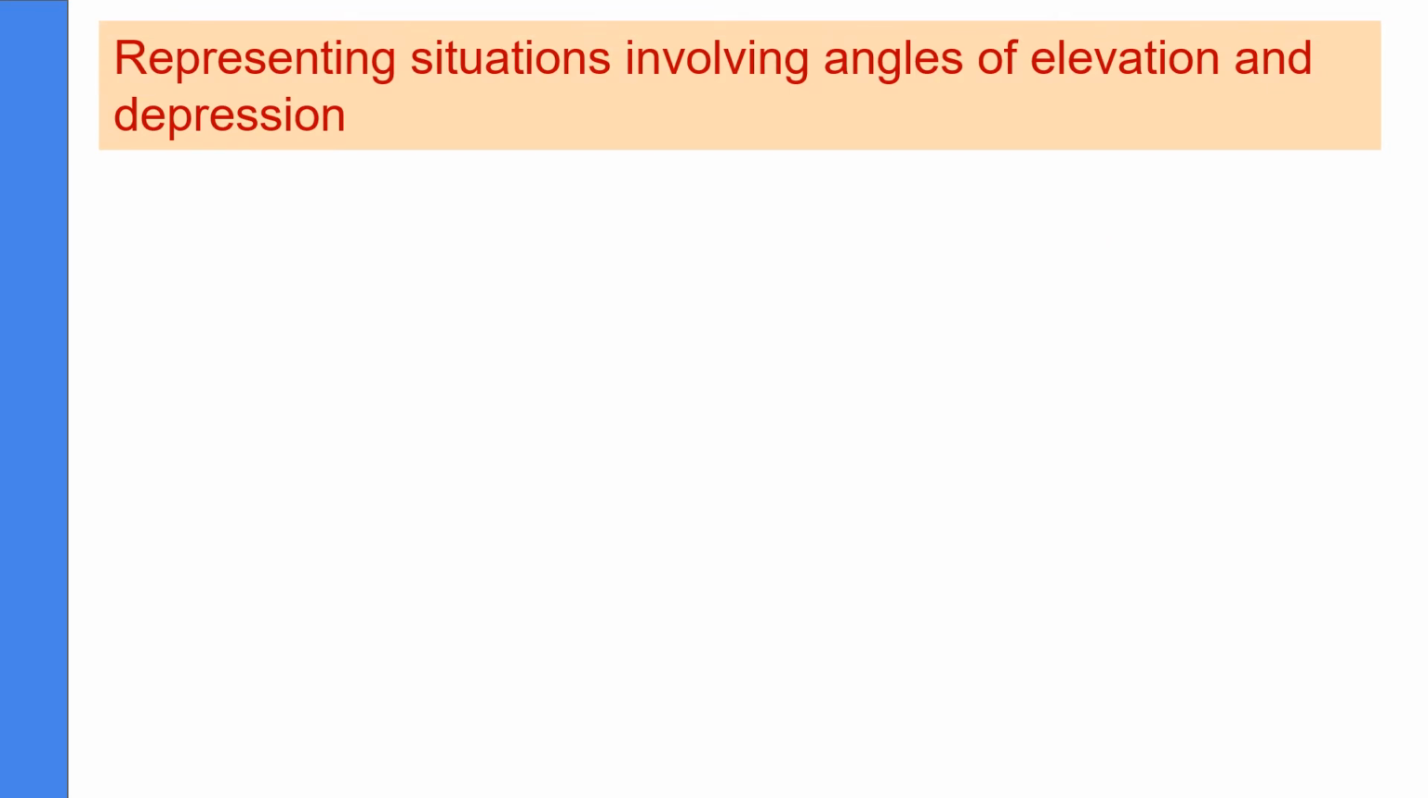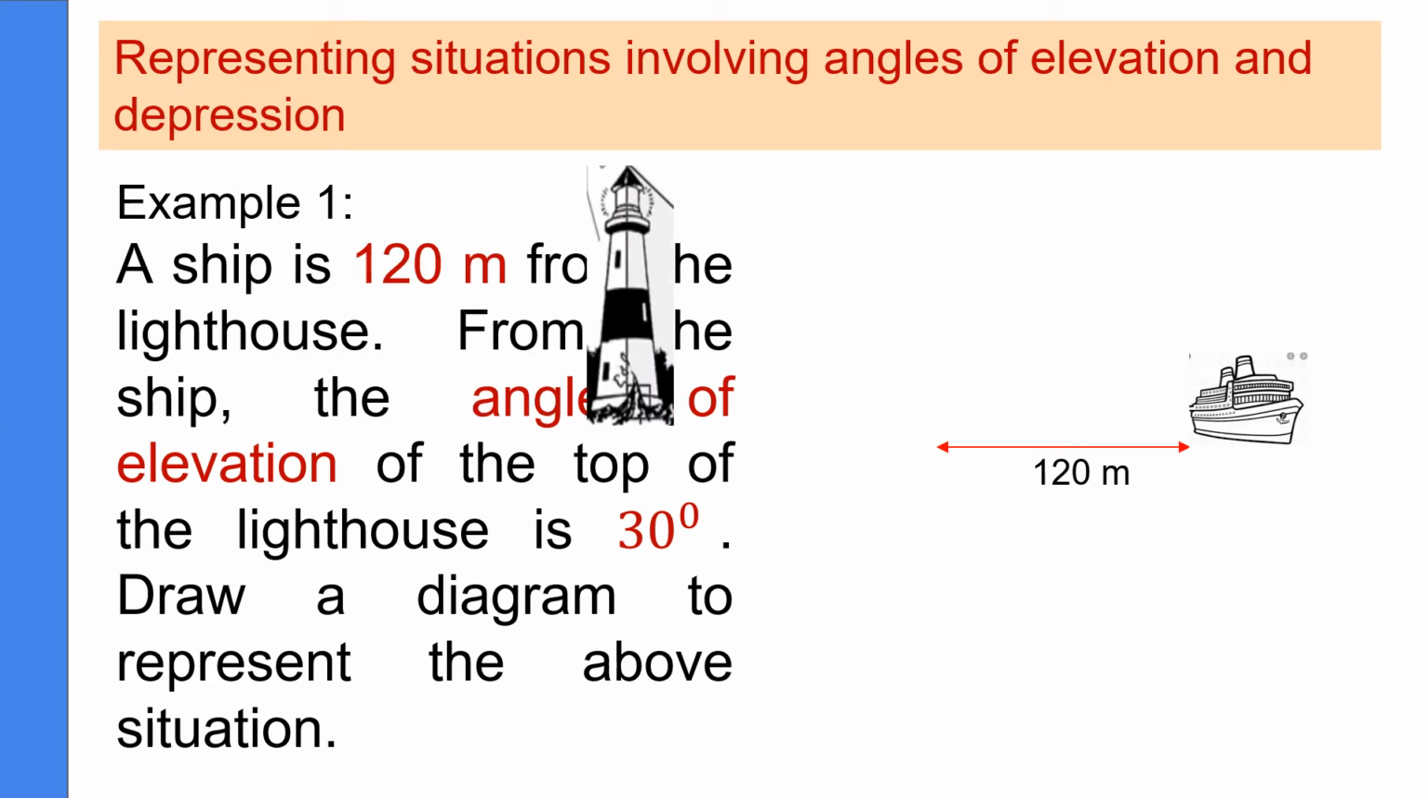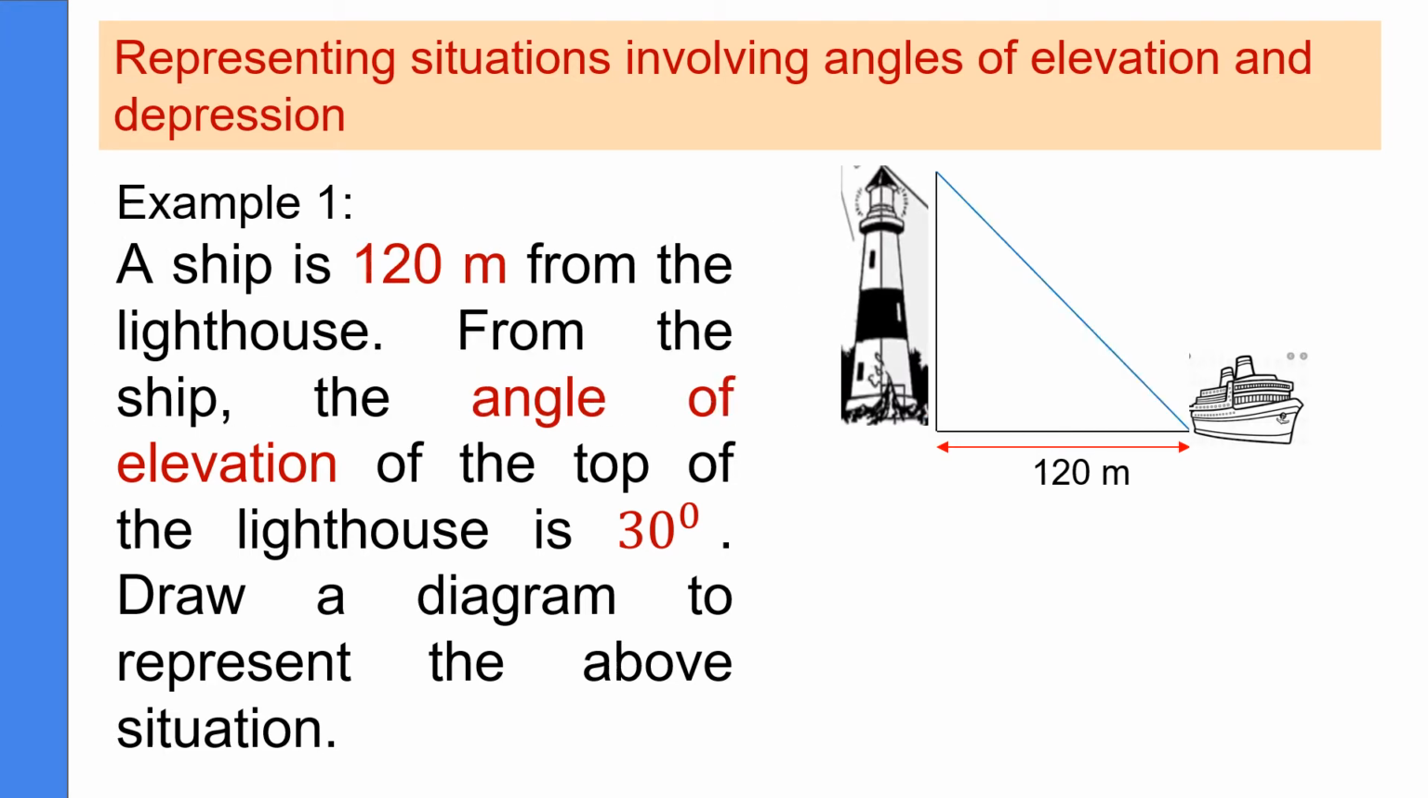Before we can solve any situations involving angles of elevation and depression, we are going to represent them, or we are going to draw. So in this example, a ship is 120 meters from the lighthouse, and from the ship, the angle of elevation of the top of the lighthouse is 30 degrees. Let us draw a diagram to represent the above situation. In here, this is the ship. From the lighthouse, it is 120 meters away. And then if we connect all the sides, we can create a right triangle. So the angle of elevation from the ship to the lighthouse is 30 degrees.